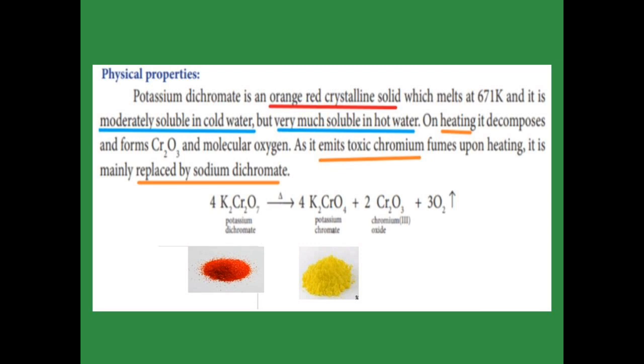Potassium dichromate is an orange red crystalline solid. See the diagram, it is orange in color. It is moderately soluble in cold water, but in hot water it is very much soluble. On heating it gives chromium(III) oxide along with molecular oxygen, and it gives potassium chromate, formula K2CrO4. Potassium chromate is yellow in color, potassium dichromate is orange. And also on heating it emits chromium, which is toxic, so it is replaced by sodium dichromate.